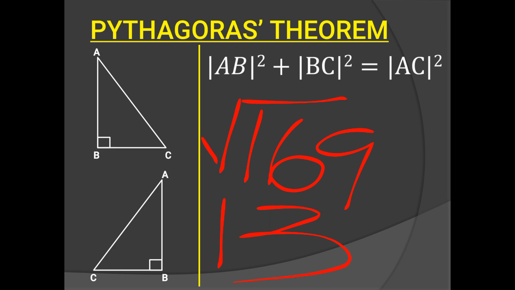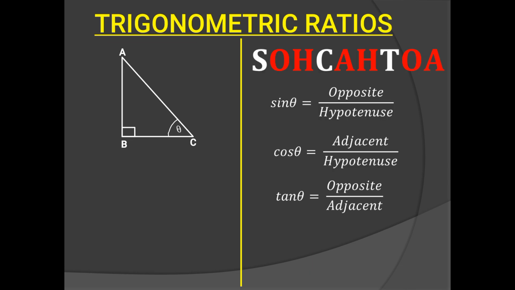Let's now look at the next one, which is trigonometrical ratios. Trigonometric ratios, or trig ratios. Now, you've heard of SOHCAHTOA. That one also deals with a right-angled triangle, but this time with an angle other than the 90 degrees.